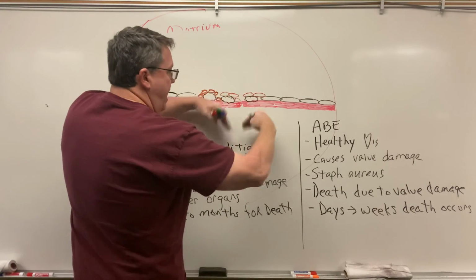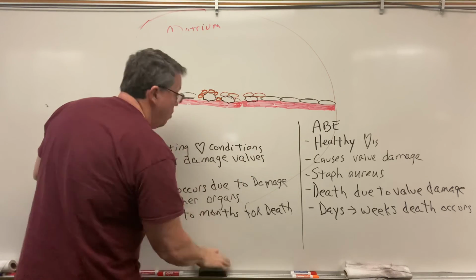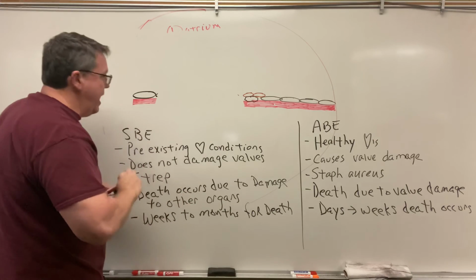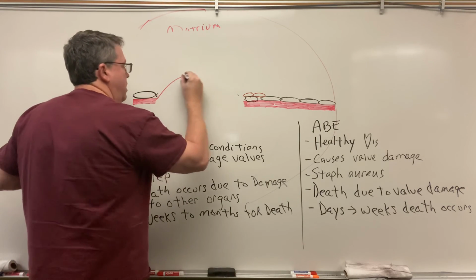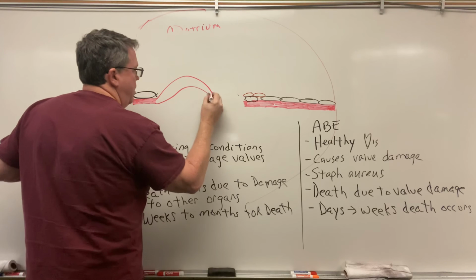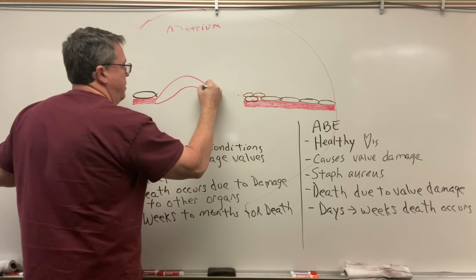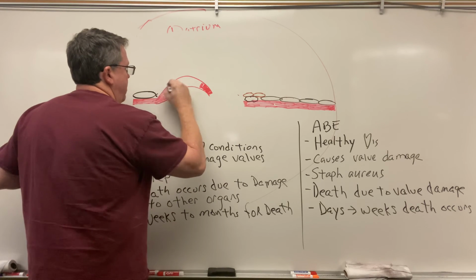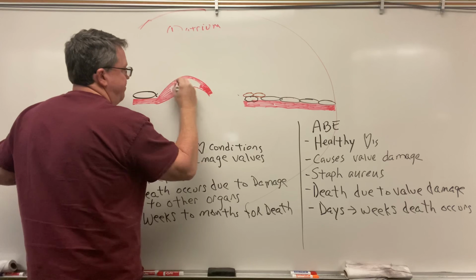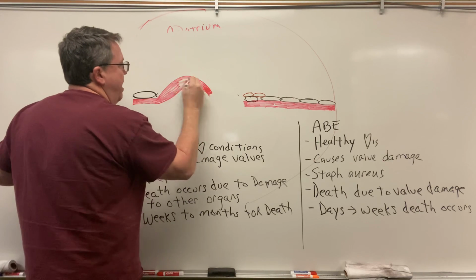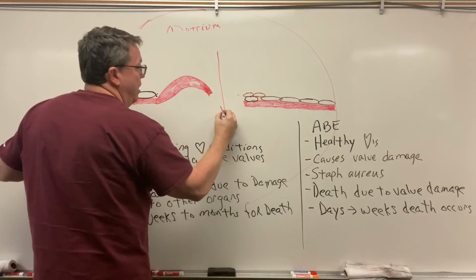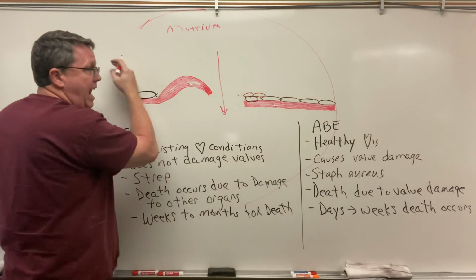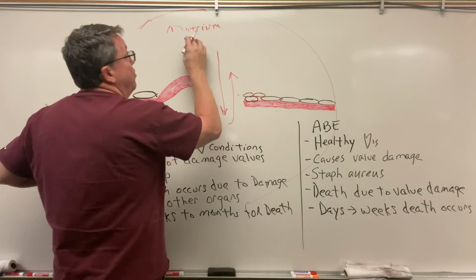So now instead of the valves opening and closing like they should, what's going to occur is my valves will actually start to change their shape. And they become prolapsed. All right, so now you can see the valve doesn't close. So now when the blood comes from here and it goes into the left ventricle and the left ventricle pumps, instead of that blood going out to the body, it can go back up into the atrium.